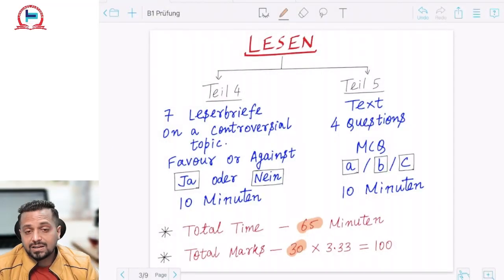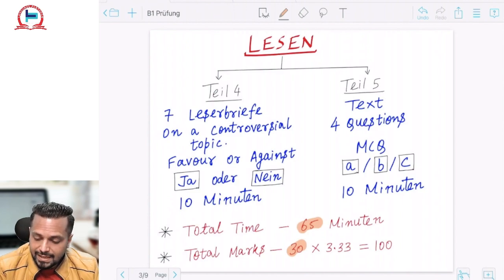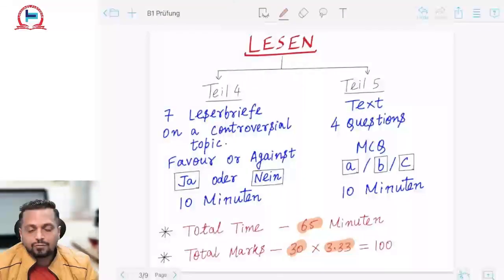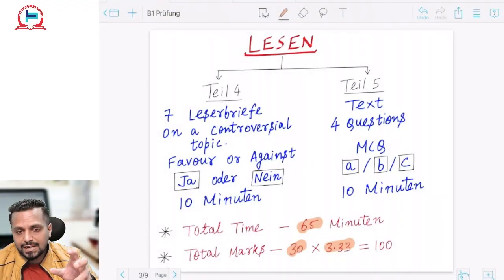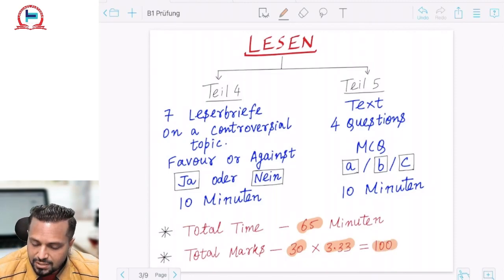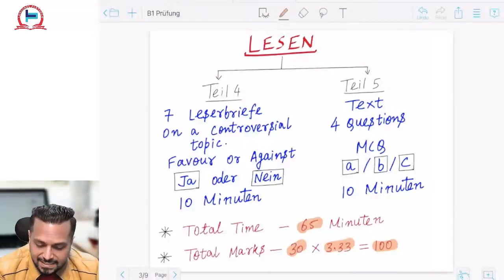30 questions with 1 mark each. But I told you that Lesen is of 100 marks. How do you achieve that 100 marks? So we use a multiplier 3.33. Whatever marks you have obtained out of 30, it is multiplied with this multiplier 3.33 to get the total marks out of 100. Let's discuss the Lesen Teile further in detail.